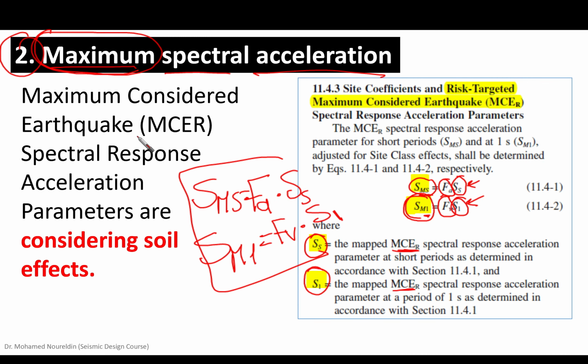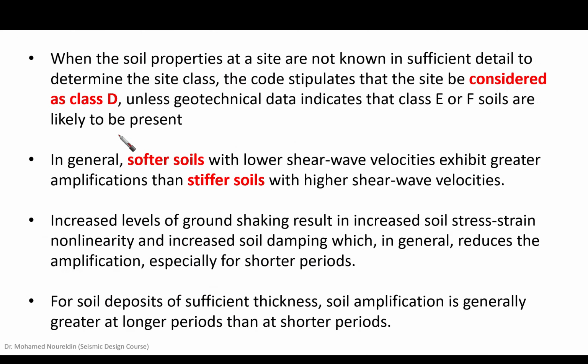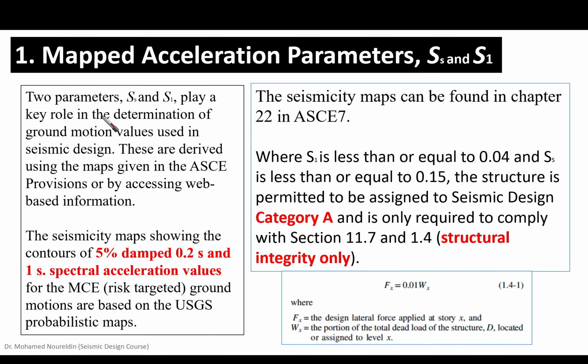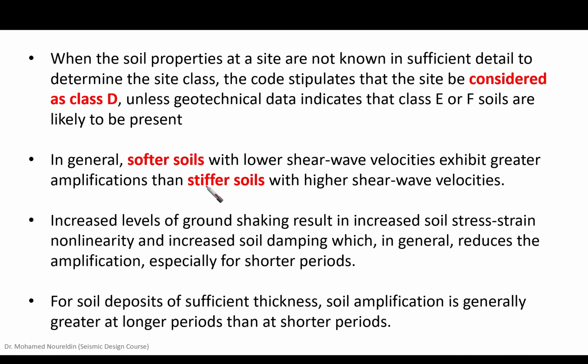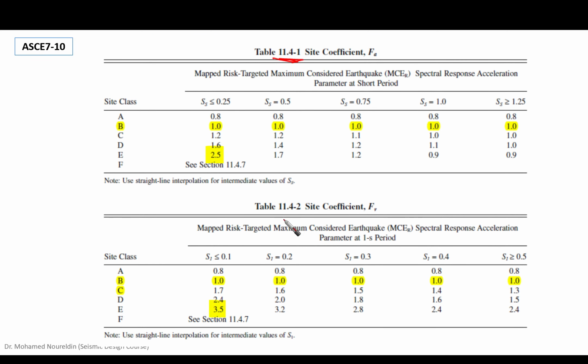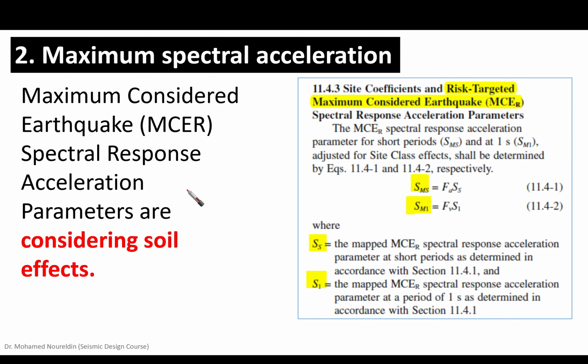Okay, we call it maximum spectral acceleration, and what does it include? It considers the soil effects. So if I ask you what is the difference between the maximum spectral acceleration and the mapped spectral acceleration, which I have put here as number 1, mapped, the difference between the two is the inclusion of the effect of soils, which is considered using FA and FV in the tables that we are explaining, Tables 11.4-1 and 11.4-2. Okay, now this is regarding the maximum spectral acceleration.